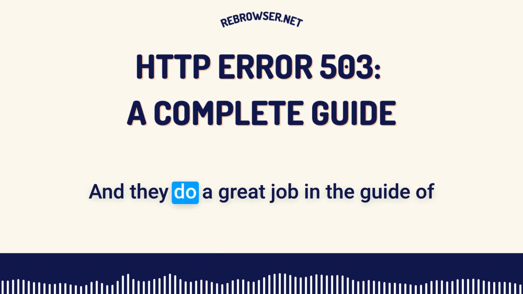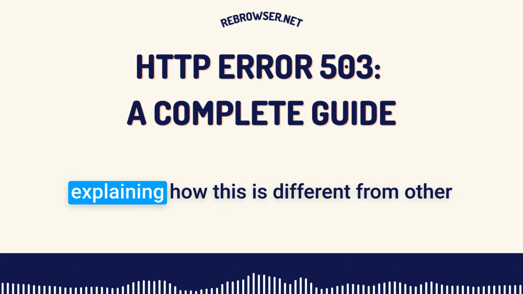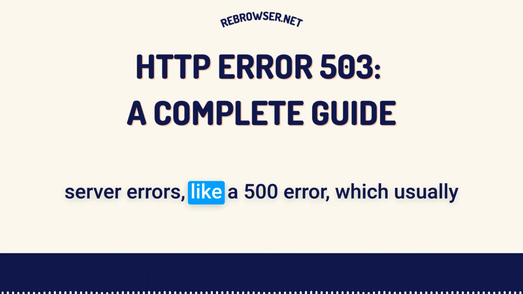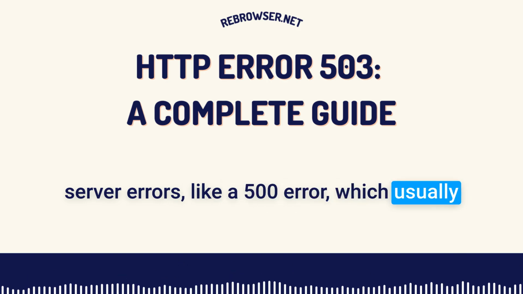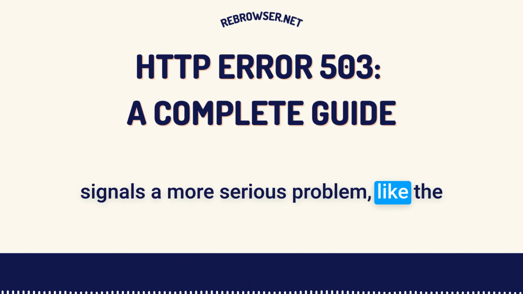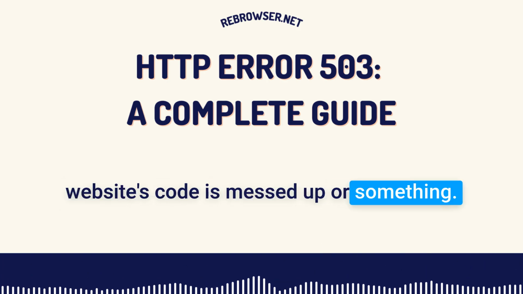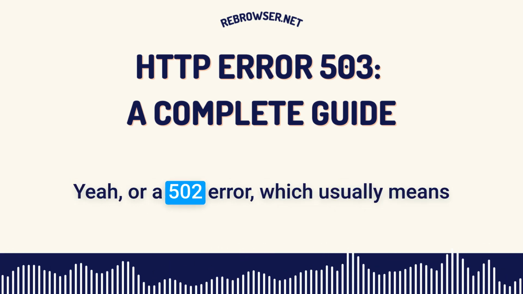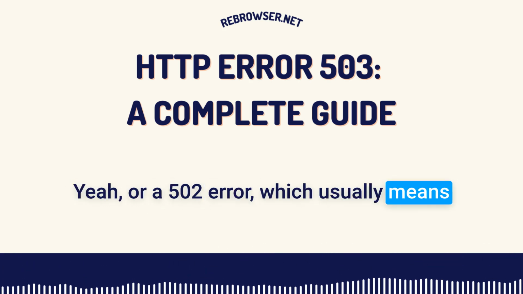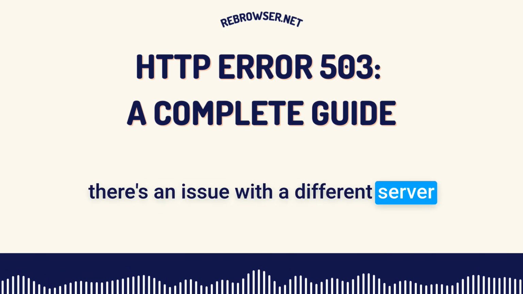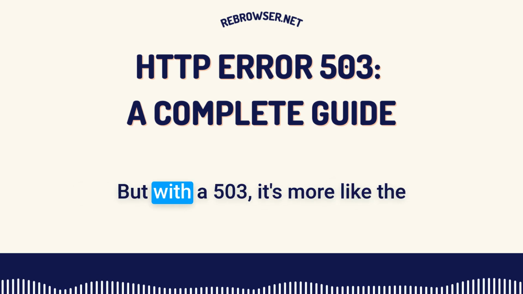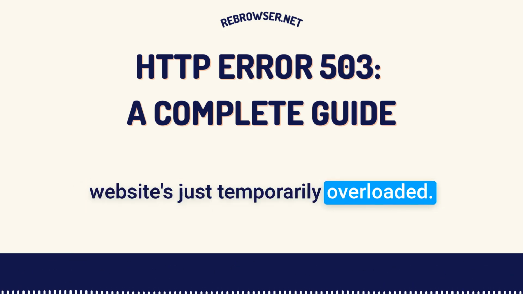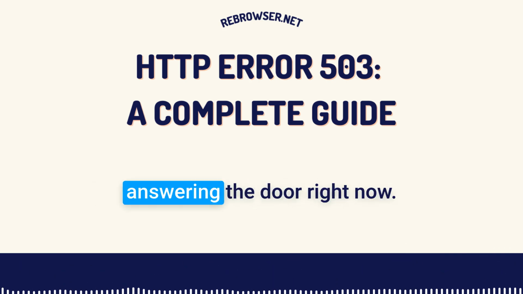Exactly. And they do a great job in the guide of explaining how this is different from other server errors, like a 500 error, which usually signals a more serious problem, like the website's code is messed up. Right, like something is actually broken on the website itself. Yeah. Or a 502 error, which usually means there's an issue with a different server working in the background. But with a 503, it's more like the website's just temporarily overloaded. So the lights are still on, but nobody's answering the door right now.